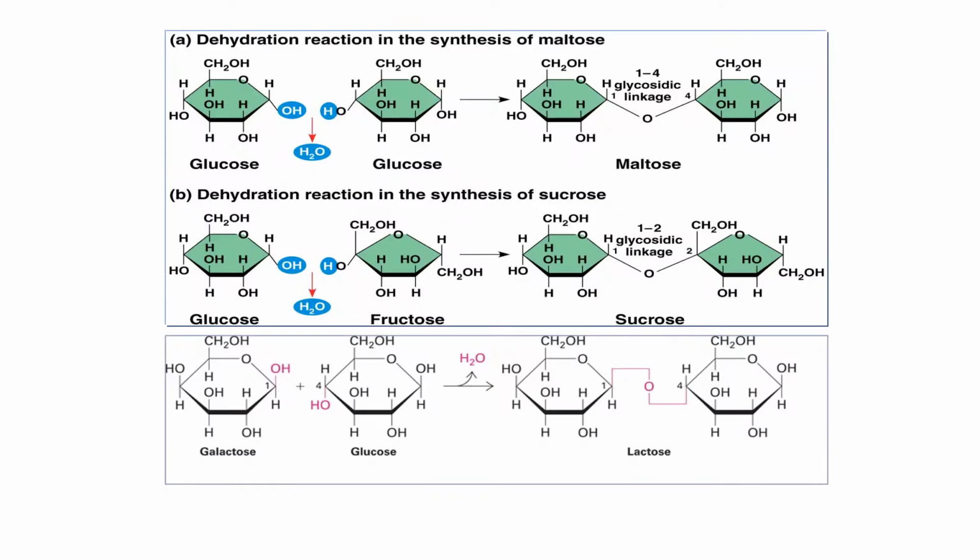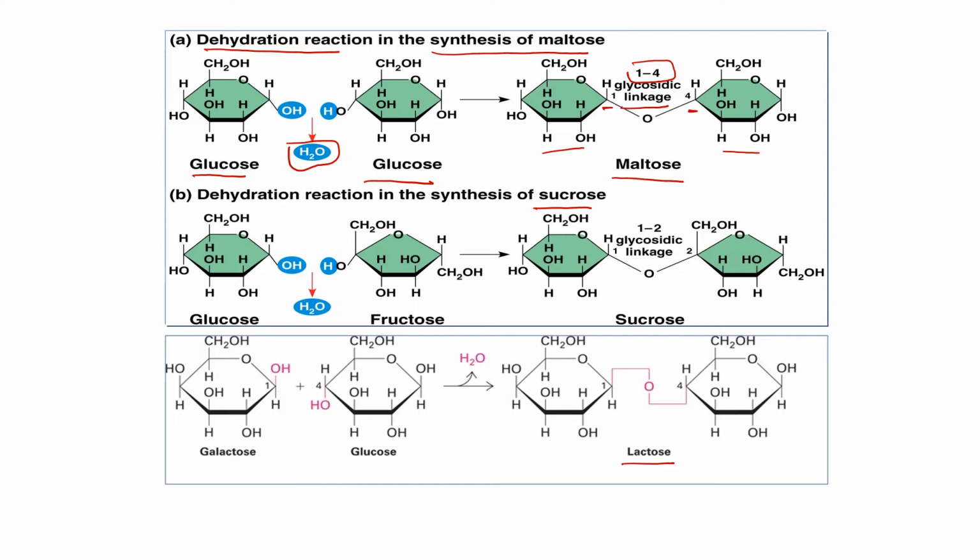Okay, alright. In this slide, we are going to look at the reaction, the dehydration reaction, in the synthesis of maltose, sucrose, and also lactose, the three disaccharides. Okay, so in the formation of maltose sugar, it forms between two glucose molecules and involves the formation of a water molecule, and the bond that links the glucose monomers of maltose, we call it 1,4 glycosidic linkage because it links between carbon number 1 and carbon number 4.